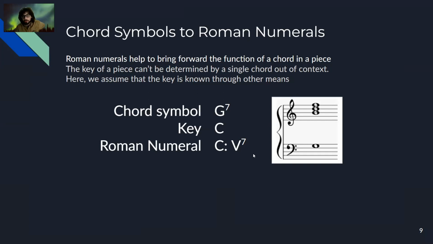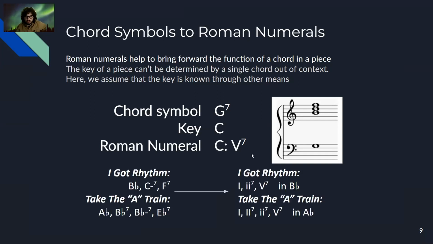The advantage of using this Roman numeral notation is that it allows us to highlight the similarities between different songs. For example, in I Got Rhythm and Take the A Train, in both cases it is 1, 2, 7, 5, 7. The only thing that changes is the key. So basically, the Roman numeral removes the absolute information on the notes and just gives relative information on the roots of the chords.